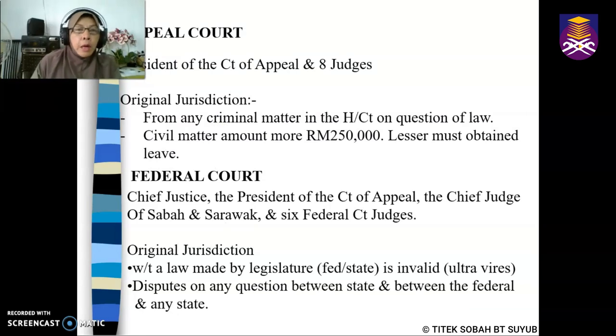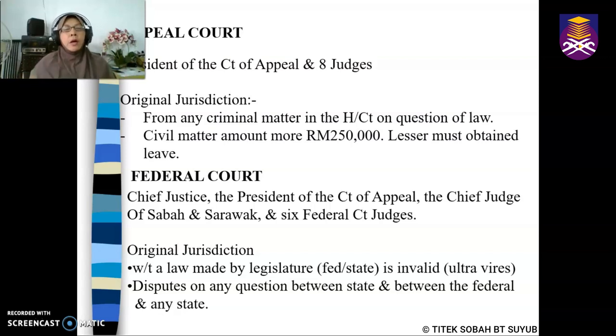So now, let us have a look at the Court of Appeal. The Court of Appeal has 8 judges here. For the High Court, only one judge will be listening to the case. For the Court of Appeal, it will be either 3, 5, or 7 judges, but most of the time it will be 3 judges, in odd numbers. Why? Because if they want to come to a decision, they will go with the majority. So what is the original jurisdiction of the Court of Appeal? Of course, they hear appeal cases, and all criminal appeals from the High Court go here also. And for civil matters, the amount must be more than 250,000 ringgit.